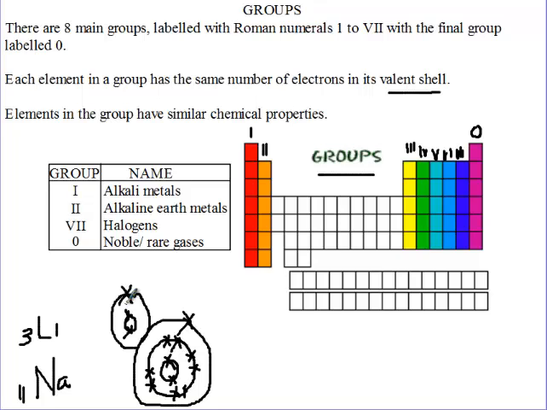When you take the first group, another name for them is alkali metals. Alkali metals are very reactive. They react vigorously with water. The second group is made up of alkaline earth metals. When you go to group 7, we have the halogens. And then in the last group, group 0, we have the noble or rare gases.